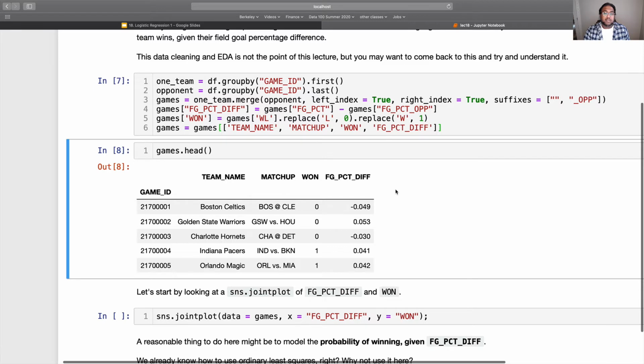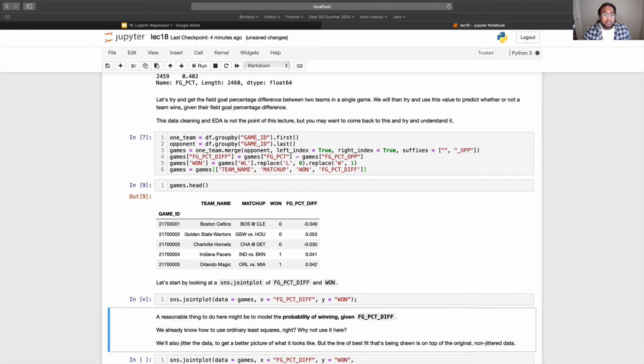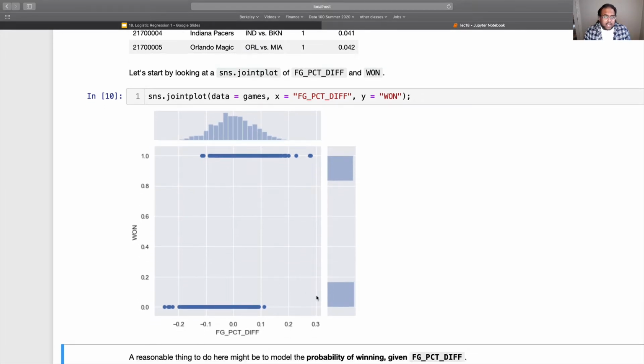Our goal will be to predict whether or not a team wins a game given their field goal percentage difference. And so when we have two sets of numerical values, one way to visualize them is by looking at a scatter plot. And so let's do that by using Seaborn's joint plot method. And so this is a scatter plot with field goal percentage difference on the x-axis and WON on the y-axis. You will see WON only has two possible values, 0 and 1. The points up here correspond to observations where a team won their game, and the points down here correspond to observations when a team lost their game.